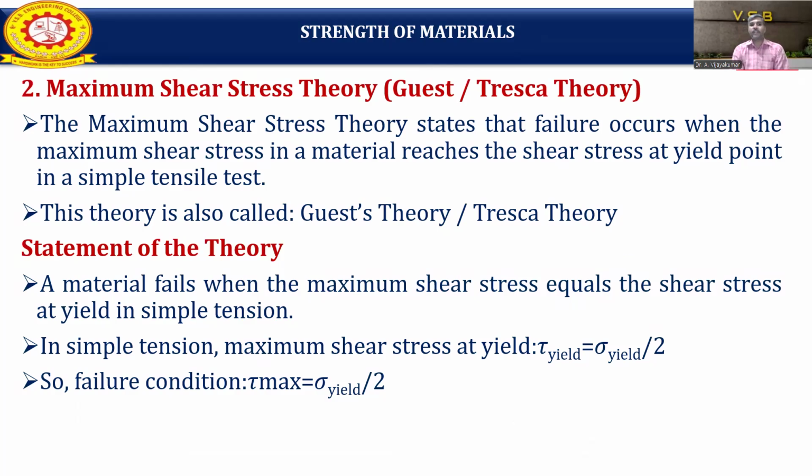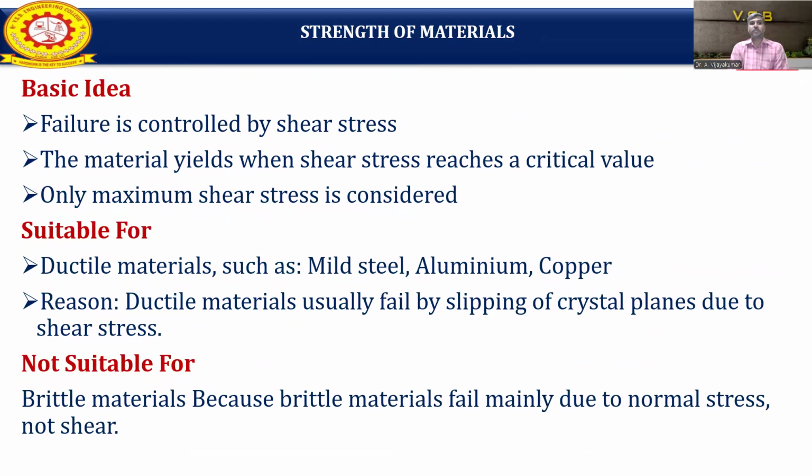So what is the failure condition? Maximum shear stress equals yield stress divided by 2. We need to consider this as the failure condition for the maximum shear stress theory. So what is the basic idea? The failure is controlled by the shear stress, not by the normal stress. The material fails when the shear stress reaches the critical value.